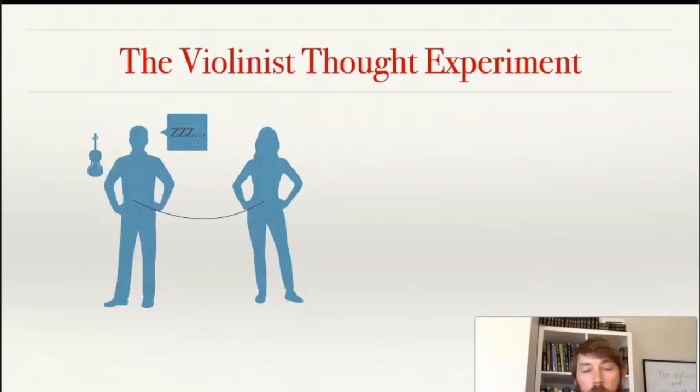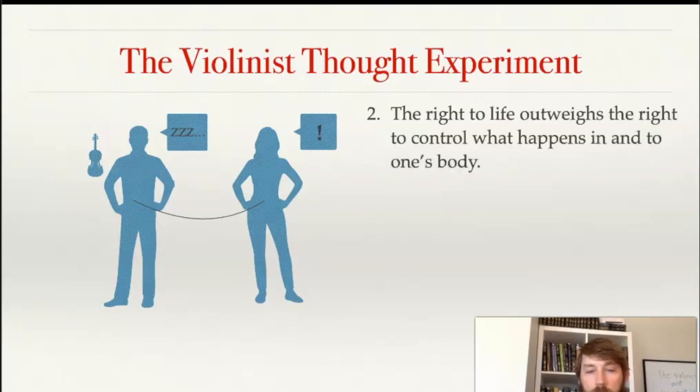The thought experiment is supposed to call into question this premise that the right to life outweighs the right to control what happens in and to one's body. So you are the one here that has the right to control what happens to your body. The violinist has the right to life. And if the right to life outweighs the right to control what happens to your own body, then you cannot unplug yourself from this violinist and leave, even though it's going to take 9 months to cure this violinist of the disease and allow you to leave without the violinist dying.